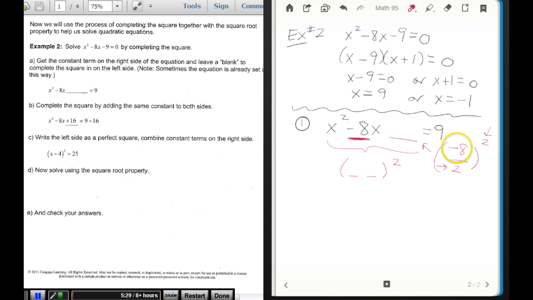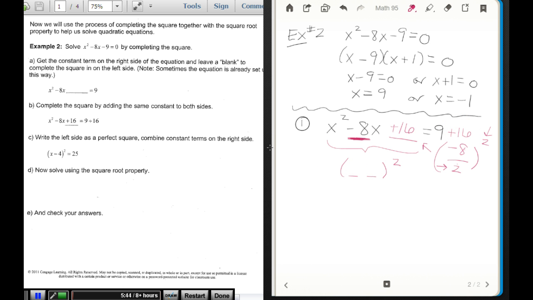Okay, and that's the number that goes right there in that space. So let's see, -8 over 2 is -4. When I square it, I get 16. That's the number I put right there. Okay, but because this is an equation, the number I put over on the left must also be added to the right side of the equation. Otherwise, I've changed the equation.